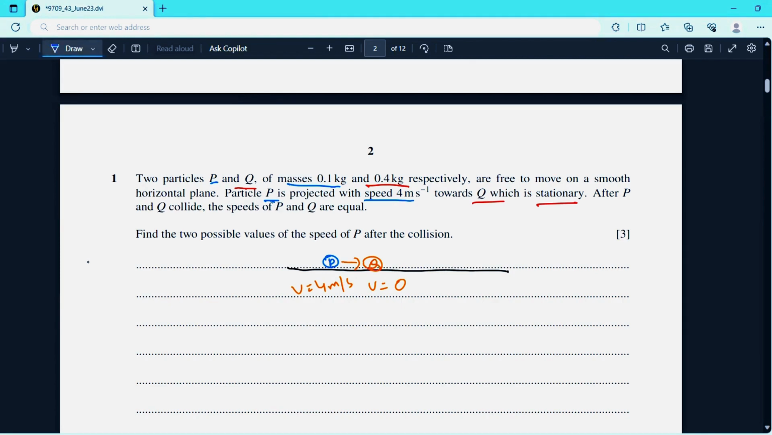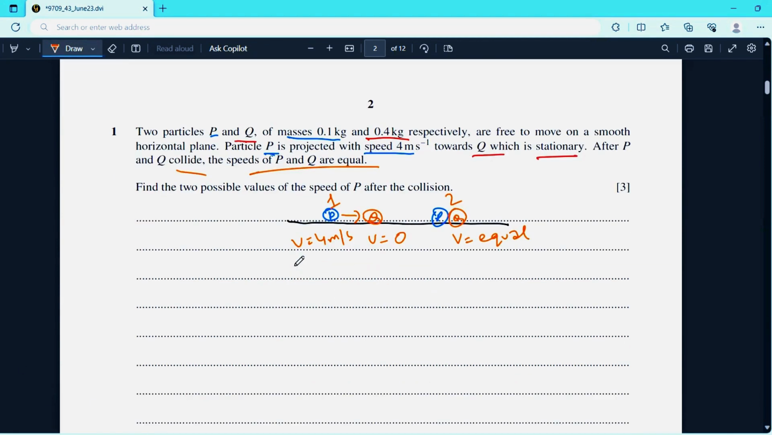Okay. So after they both collide, P and Q, there's the next scenario. This is scenario 1, and in scenario 2, both of them collide and their final v is equal. So from these two scenarios, what can we say? First, we have different bodies here, P and Q, with different masses. Here we have one body because they collide and move together, so their total mass will be 0.1 plus 0.4. Now we have to find two possible values of the speed of P after the collision.